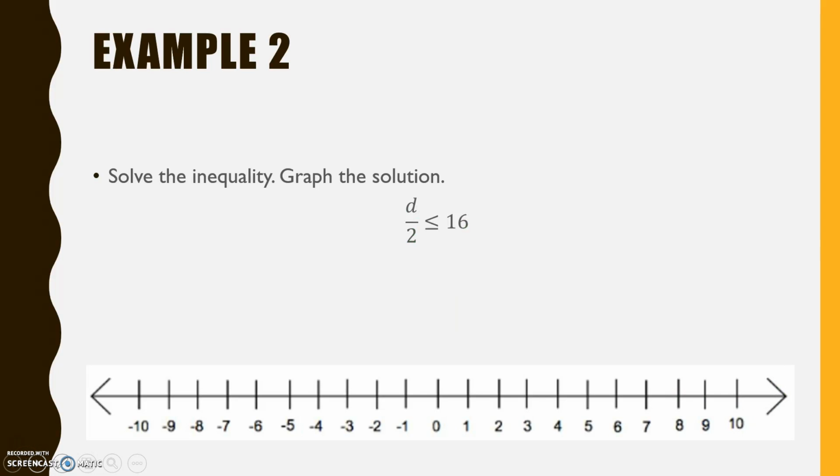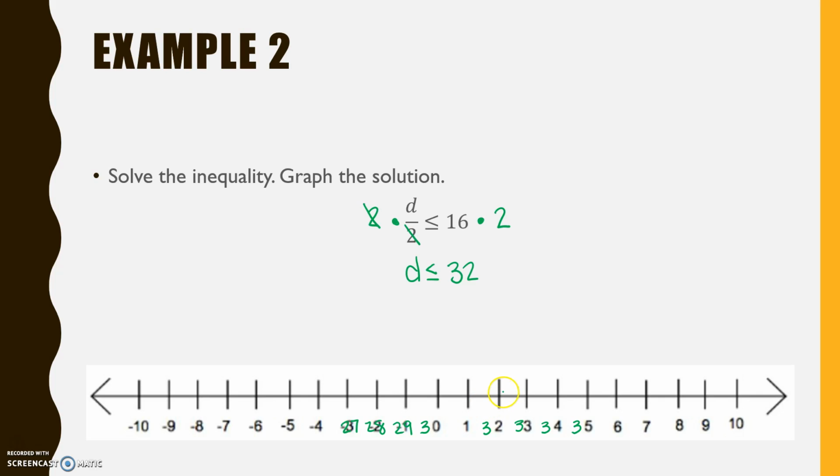Let's look at this one. Now we have D over 2, or D divided by 2, is less than or equal to 16. So here, D and 2 are being divided, so to do the opposite, I have to multiply. I'm going to multiply both sides by 2. Those cancel out, and I have D is less than or equal to, when I multiply those, I get 32. Now the problem is my number line doesn't really go to 32, so I'm going to add some numbers. I'm going to say that this is 32, 33, 34, 35, etc. So that would make this be 29, 28, etc.